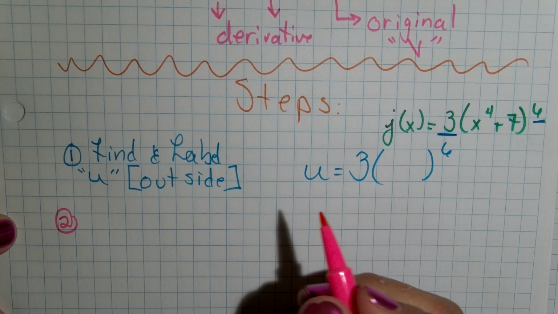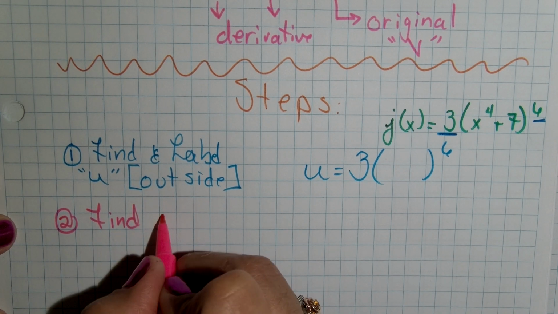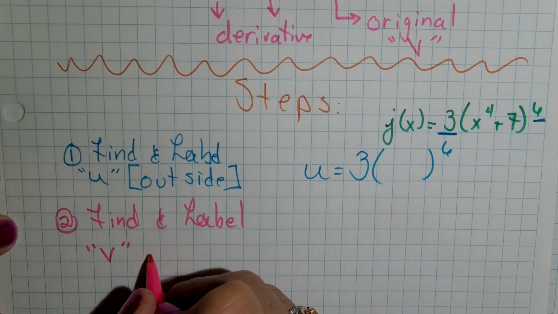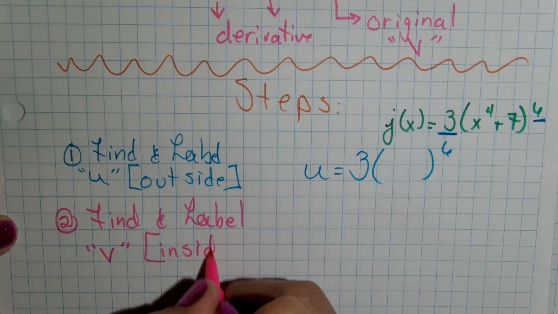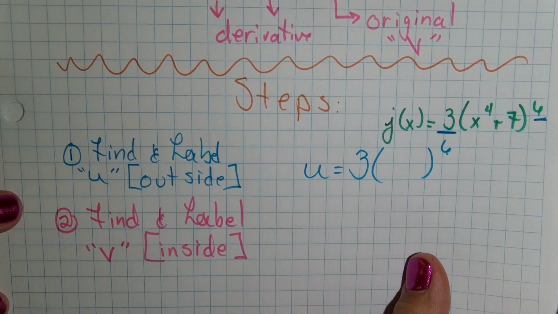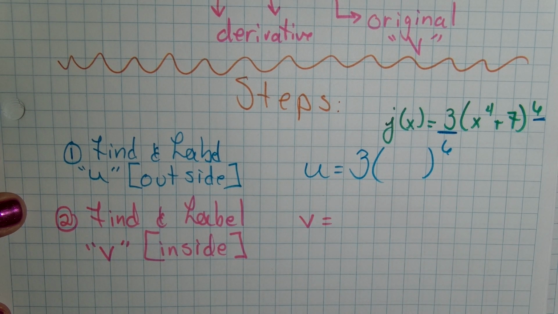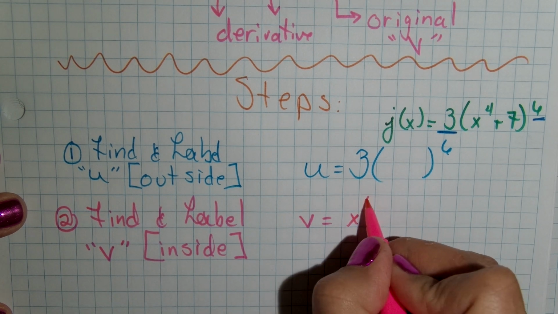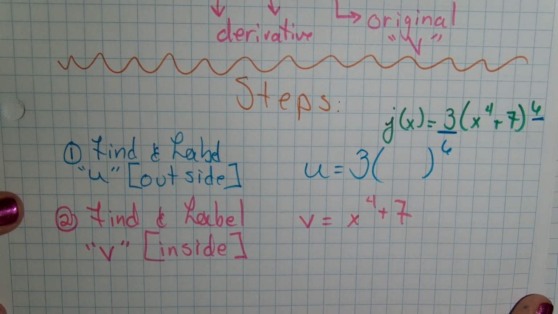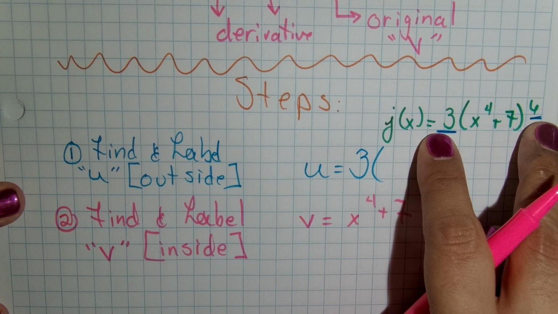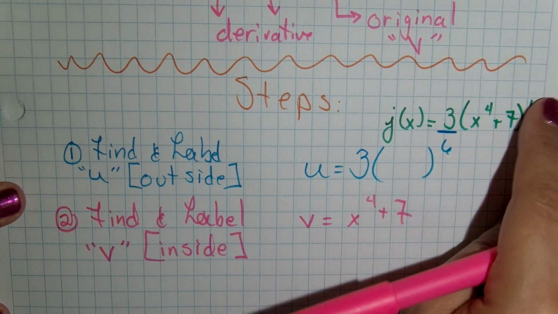Okay. Next step, find and label. What do we think? Find and label v, which is our inside function. What is the inside function? What is inside the parentheses? X to the 4th plus 7. That is inside the parentheses. So outside again is the coefficient and exponent out there, and inside is what is being raised to that exponent.